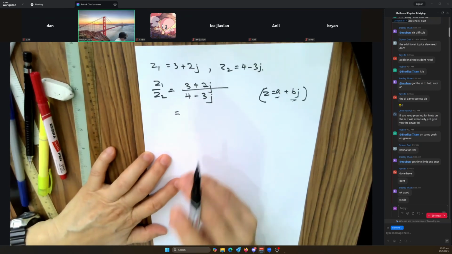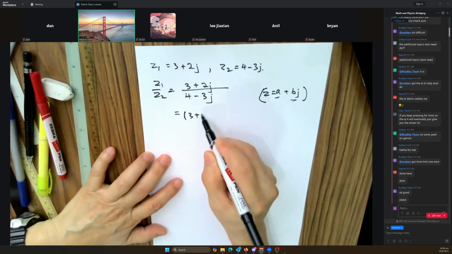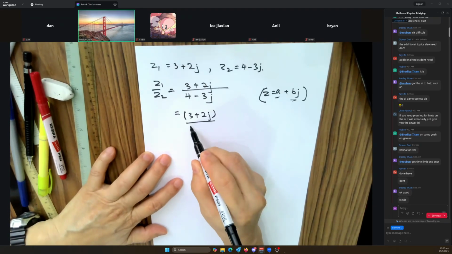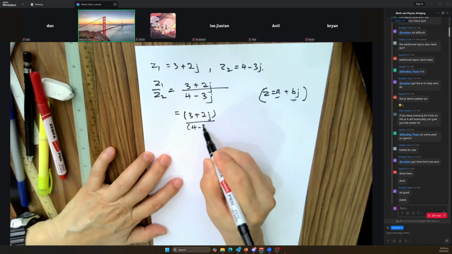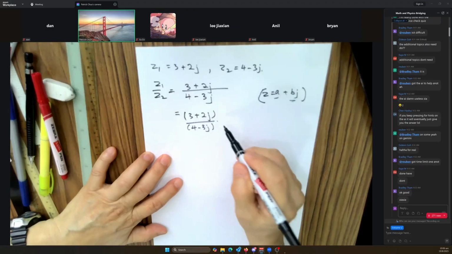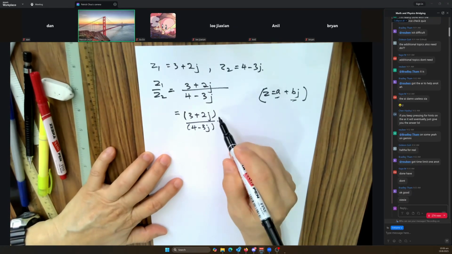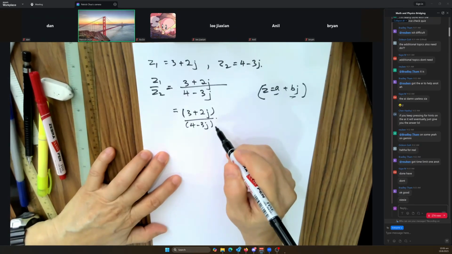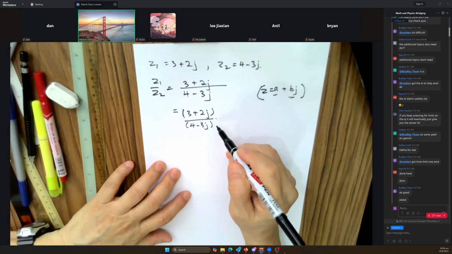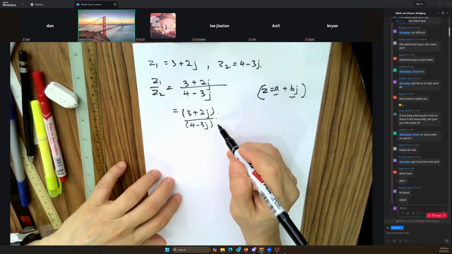So the way to do it is, let's write it down first. 3 plus 2j. Okay. And we have 4 minus 3j. Just write it down. Z1 over Z2. No change. Now, what we're going to do is we're going to multiply the numerator and the denominator by the complex conjugate of the denominator.